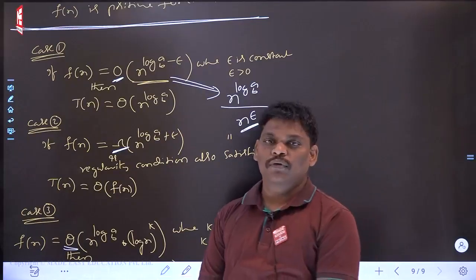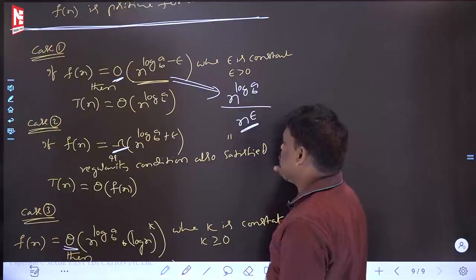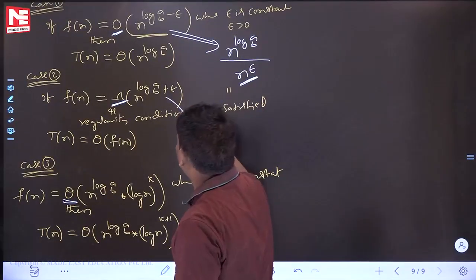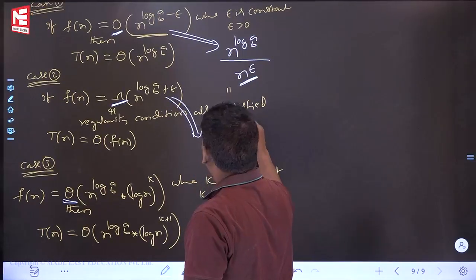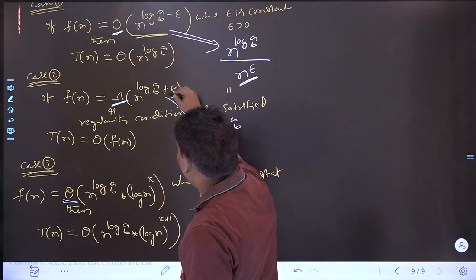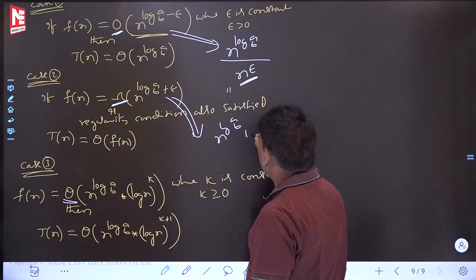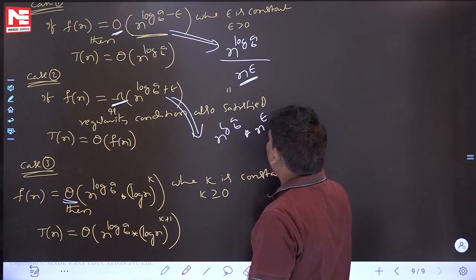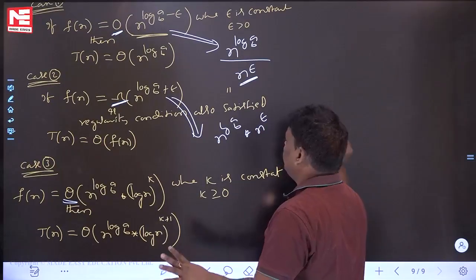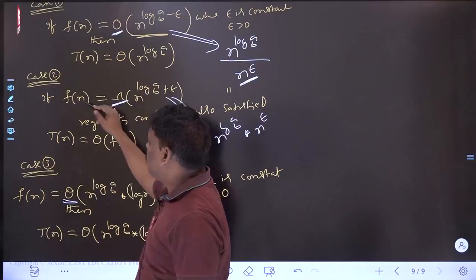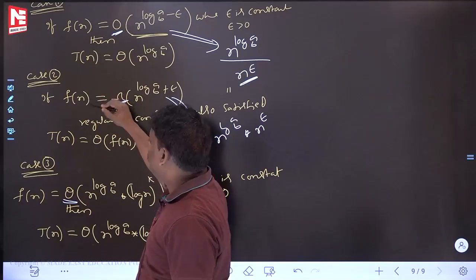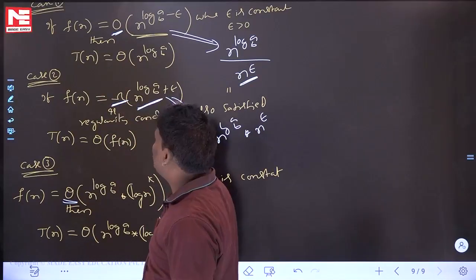Please be careful. See case 2 also, interesting answer. If you see case 2, n power log a base b, plus in the power is nothing but n power log a base b into n power epsilon, where epsilon is a constant greater than 0. What is the meaning? Can you help in case 2? Who is bigger? F of n. In case 2, f of n is bigger, which means who is smaller? N power log a base b is smaller.